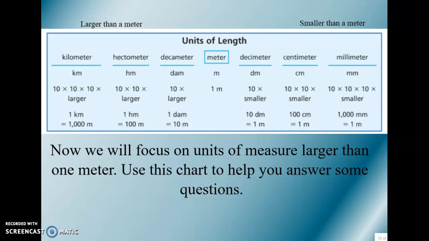Let's look at the left side now of the meter. Let's think bigger than a meter. So we're going to be talking about things like decameter, hectometer, and kilometer, or some people pronounce it kilometer.